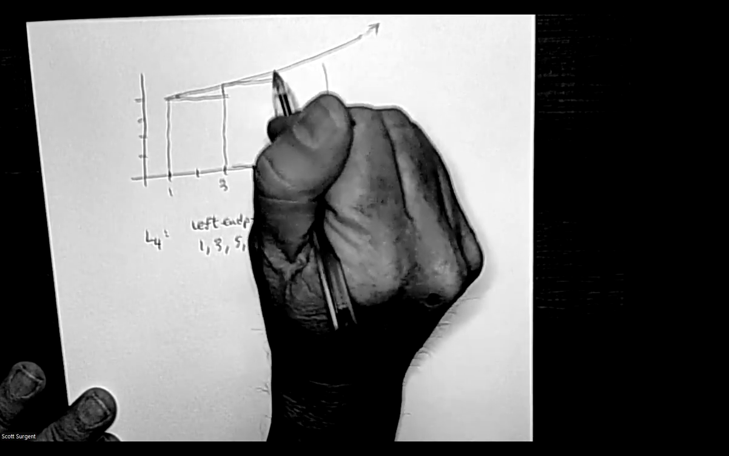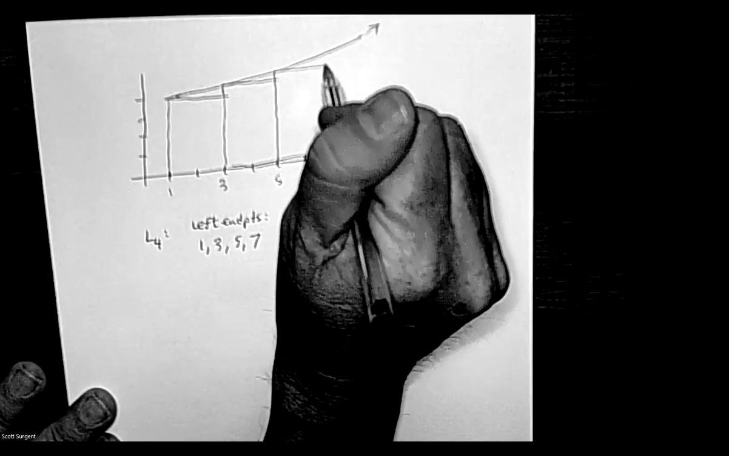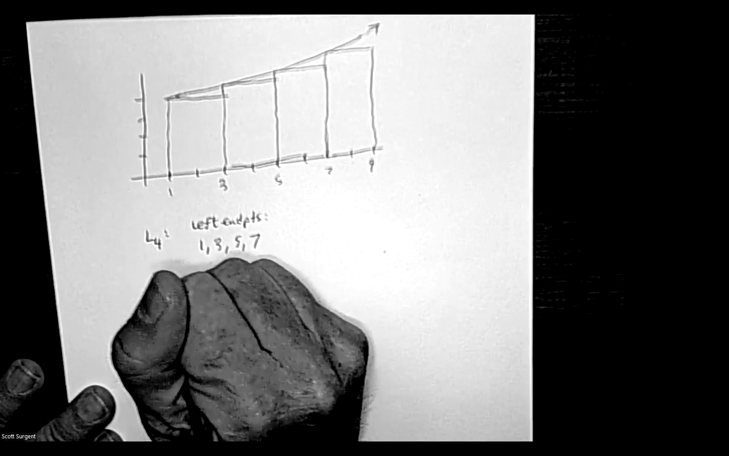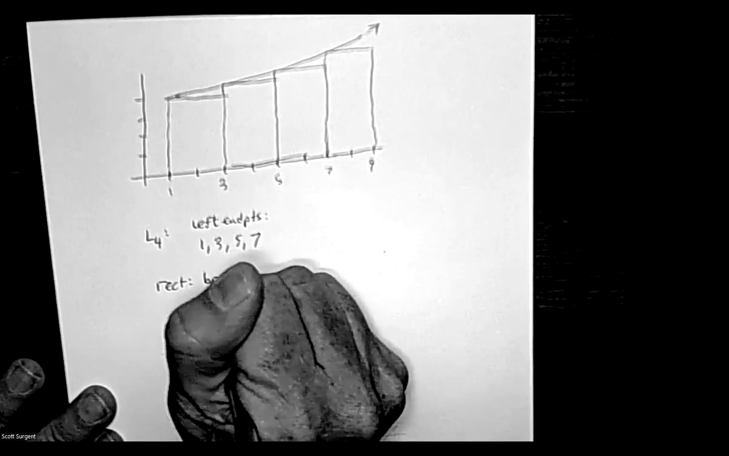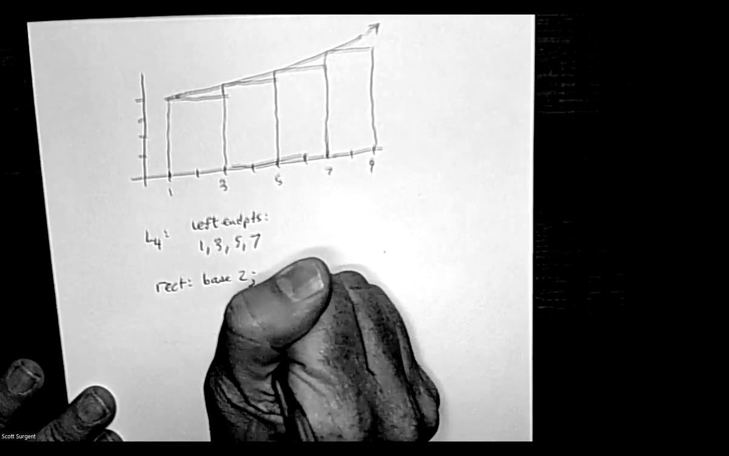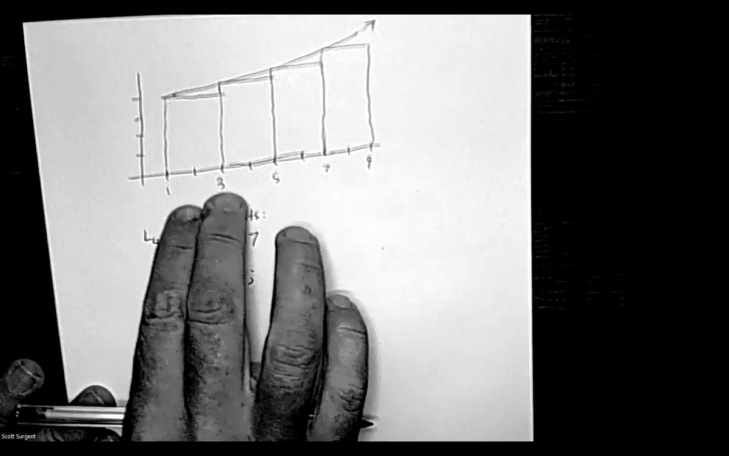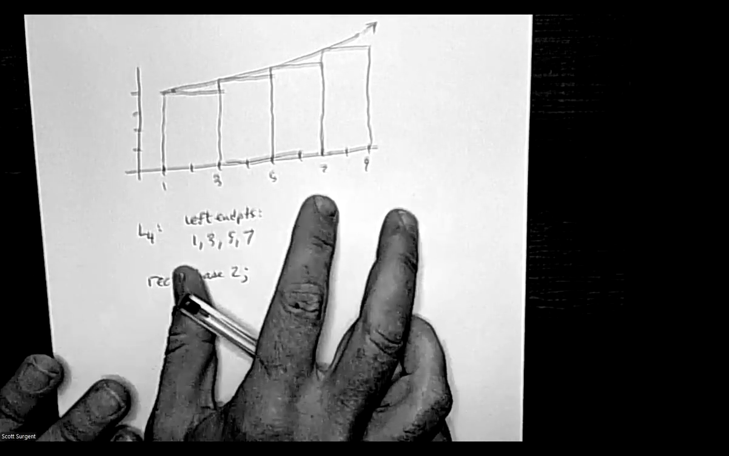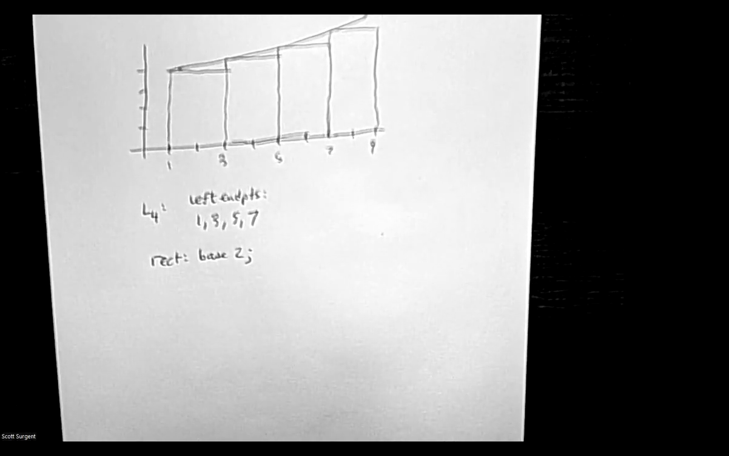Just eyeball it off the graph. Each rectangle has base 2. So basically, you're just multiplying 2 times the height on each of these. I'm going to go back to my picture here, and I'm just going to eyeball it off the graph. Let me share it real quick.